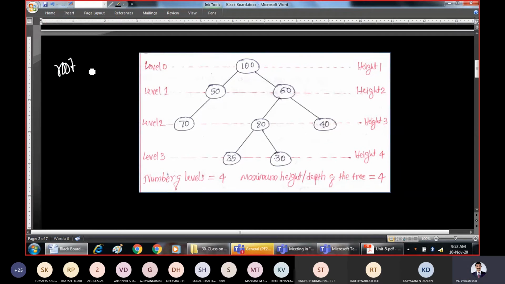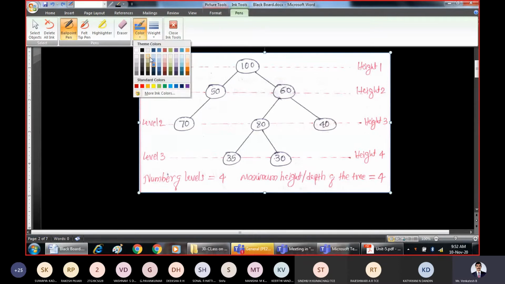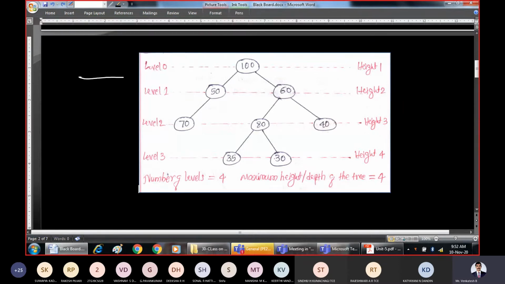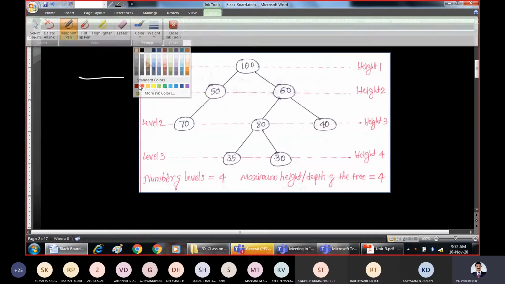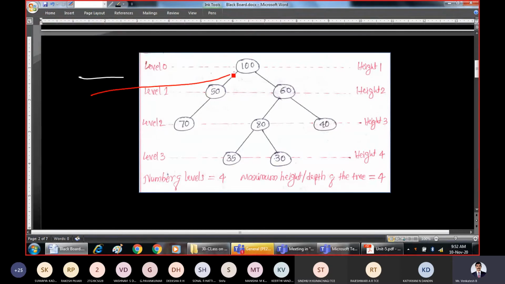What is the root node? 100 is the root node. If you can see here, 100 is the root node. Why is 100 the root node? Because 100 is not having, one second, I'll take a different ink for this. Yeah, red will be better so that you can see.